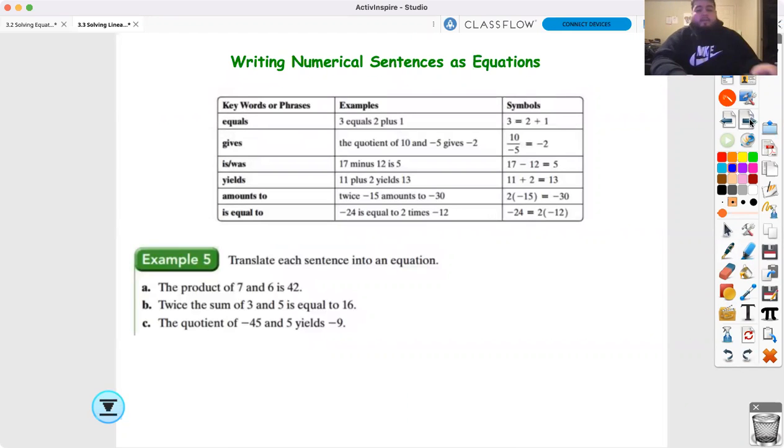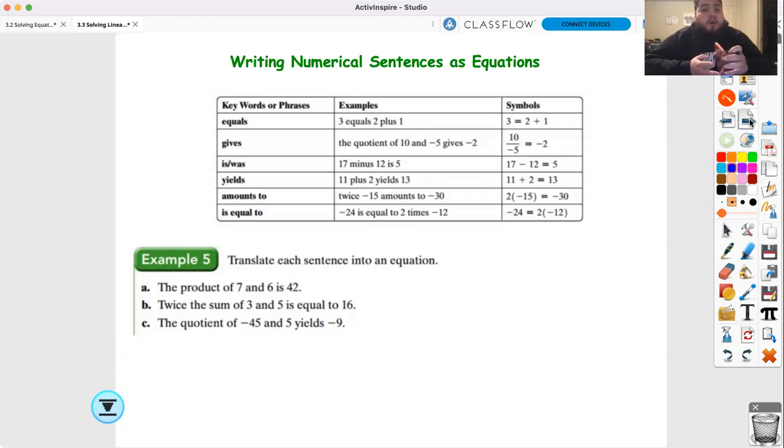All right, I'm gonna go ahead and give you guys about 4 or 5 minutes to write down the chart and the example. Now, you know how we wrote algebraic expressions in the past? This wants us to write numerical sentences as equations now. We're not writing expressions anymore. Now we're writing equations. So go ahead and I'll give y'all 5 minutes to write this new chart. This is a second chart we have now. The first one was for the keywords for operations. This is the keywords for equal signs.